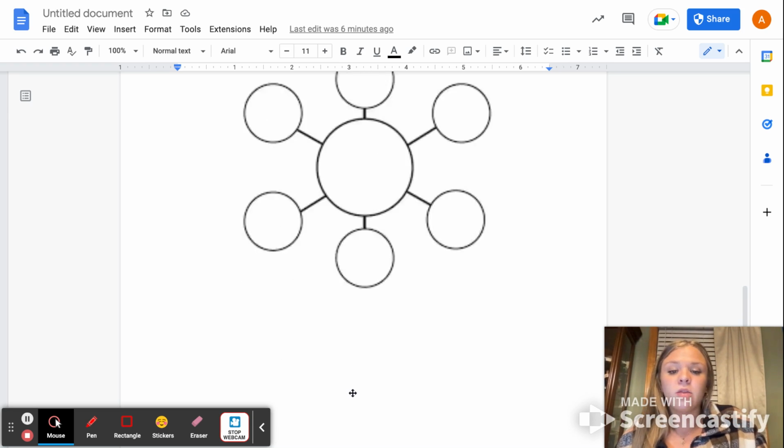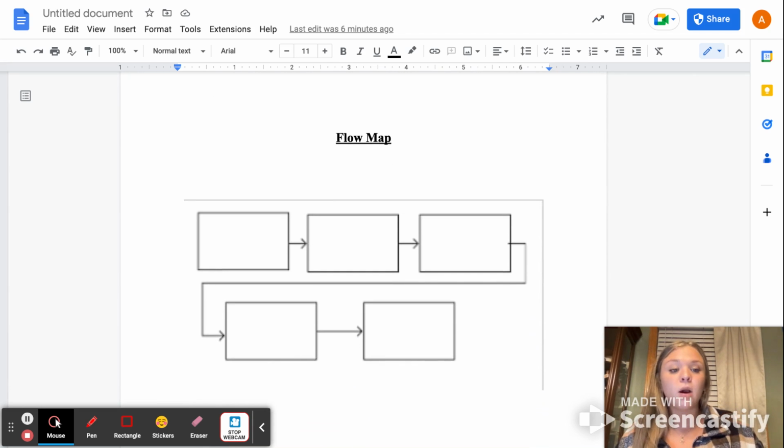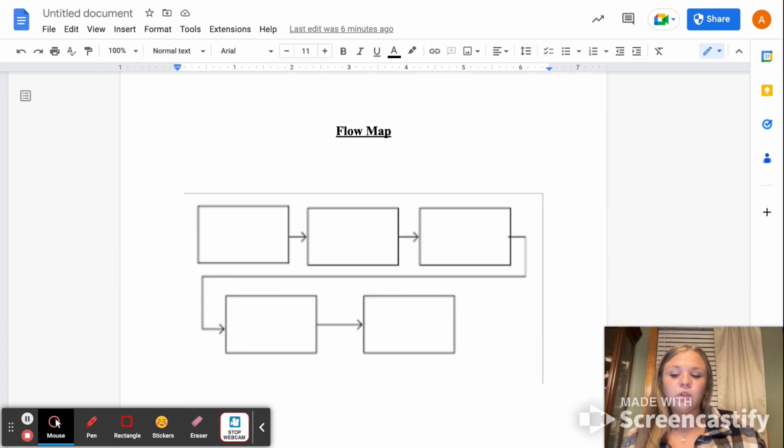And then our third graphic organizer we'll be talking about is a flow map. This is an example of a blank flow map. It's not filled out. And a flow map is just used to show us the movement of objects, patterns, and timelines, sequencing. So this is an example again of just one blank. You do not have to have this many blocks, and you can have more, you can have less.